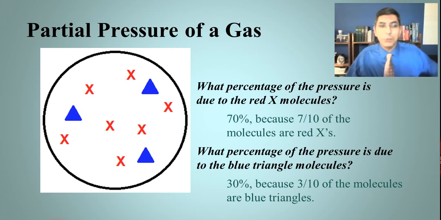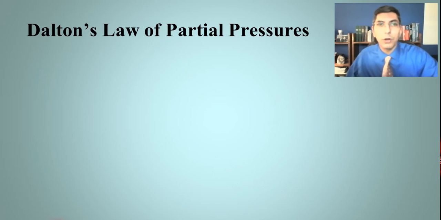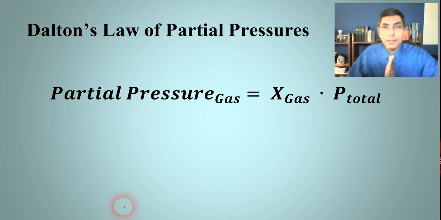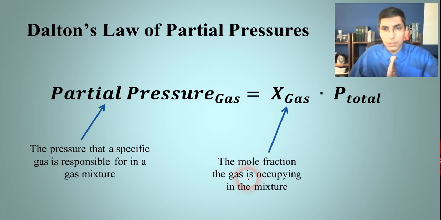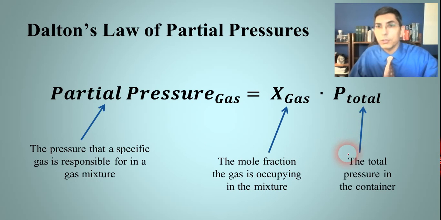Well, this is what helps us to understand what's called Dalton's Law of partial pressures. We've heard of John Dalton before. This is his law of partial pressures. Basically it says that the partial pressure of a gas in a closed container is equal to the mole fraction, and that's what the X is, the mole fraction that gas is occupying in the mixture. You can express it as a fraction, you can express it as a percentage, times the total pressure in that closed container.